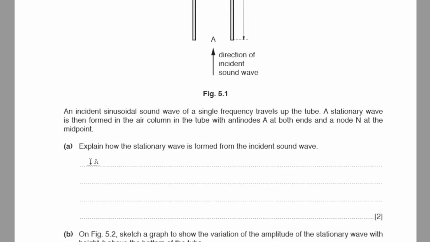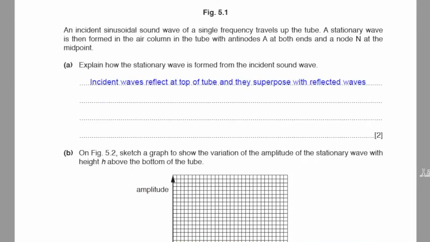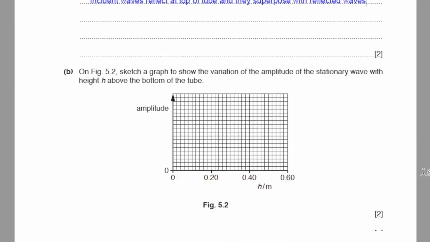So how are stationary sound waves formed? Incident wave reflects at the top of the tube and they superpose with reflected waves. This is how stationary waves will be forming.